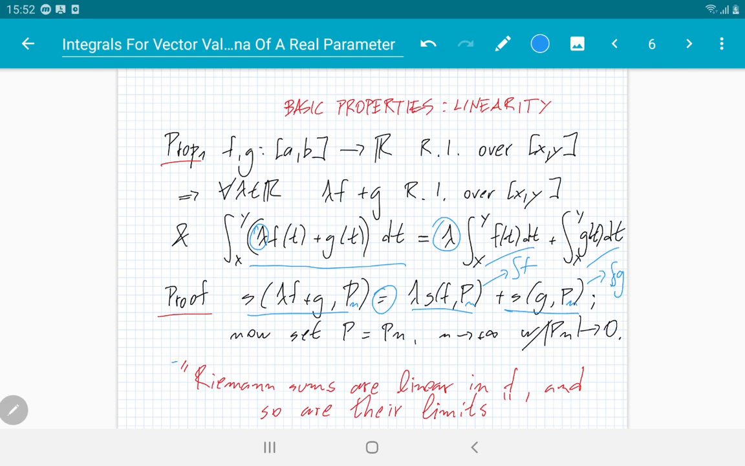So, to sum up this proof, you just notice that Riemann sums are linear in the function you choose, and therefore so are the limits when they exist.